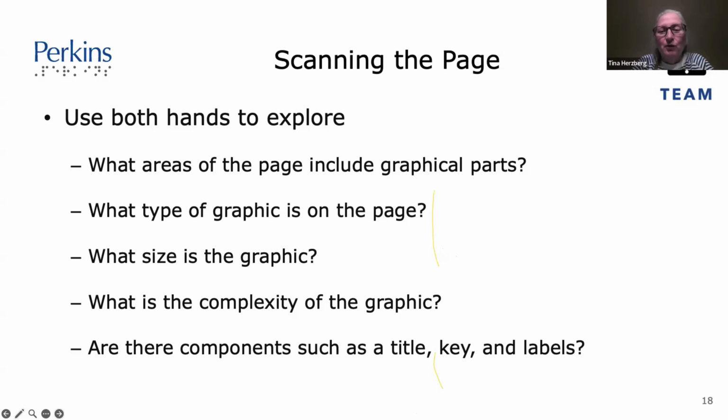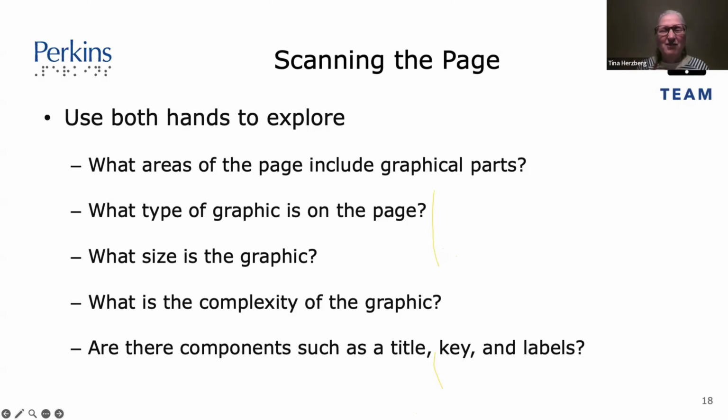So the first thing we really want to encourage is whenever possible, it's very helpful if our students use both hands to explore. So when they're using both hands to explore, they're able to get additional information. So first of all, it's even like the size of the graphic. What areas of the page include part of the graph? What type of graph is on the page? As soon as I know that, oh, wait a minute, that's a bar graph, that helps me know how to explore.